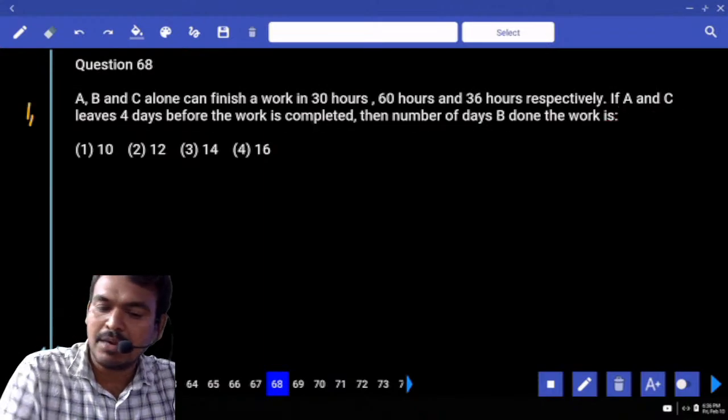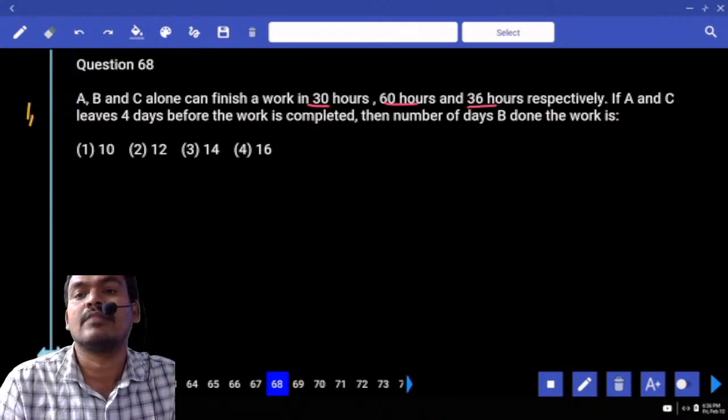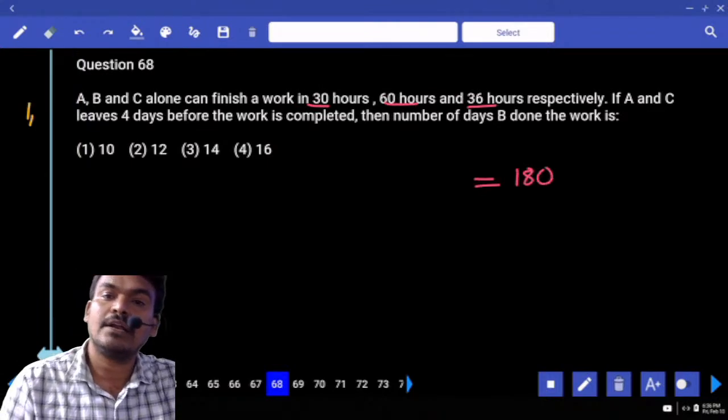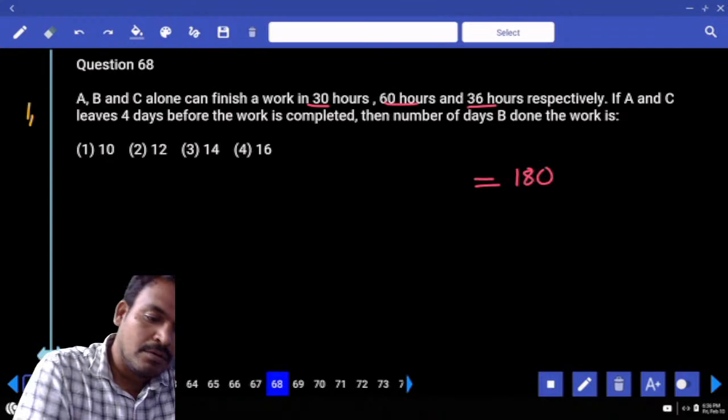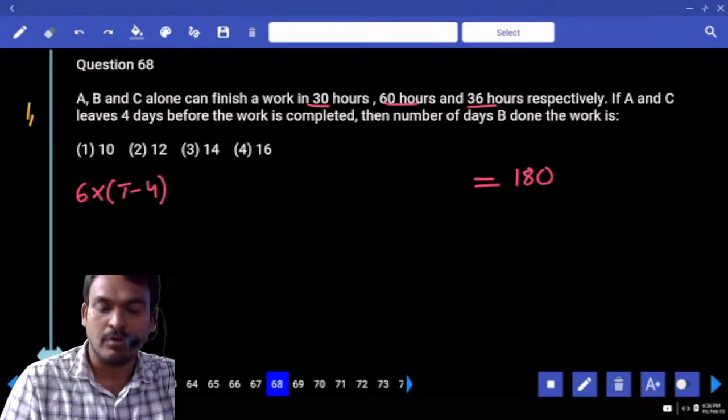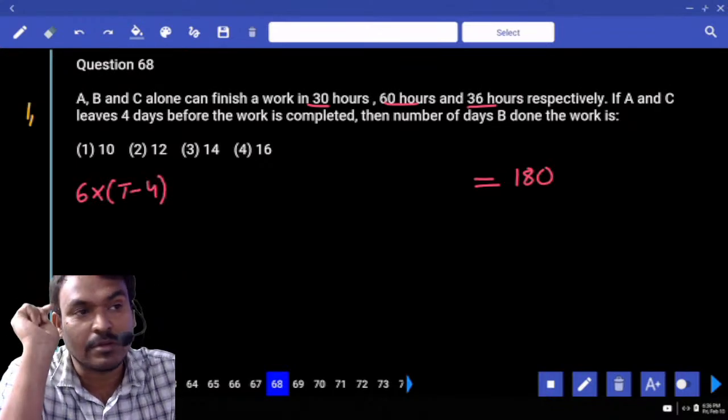First, take the LCM of 30, 60, 36. 180 means total work is how much? 180, or not? 30, how many times? 6 times. A's efficiency is 6 parts. What is A's time? T minus 4 or T plus 4? T minus 4. Next, 60, how many times? 3 times.